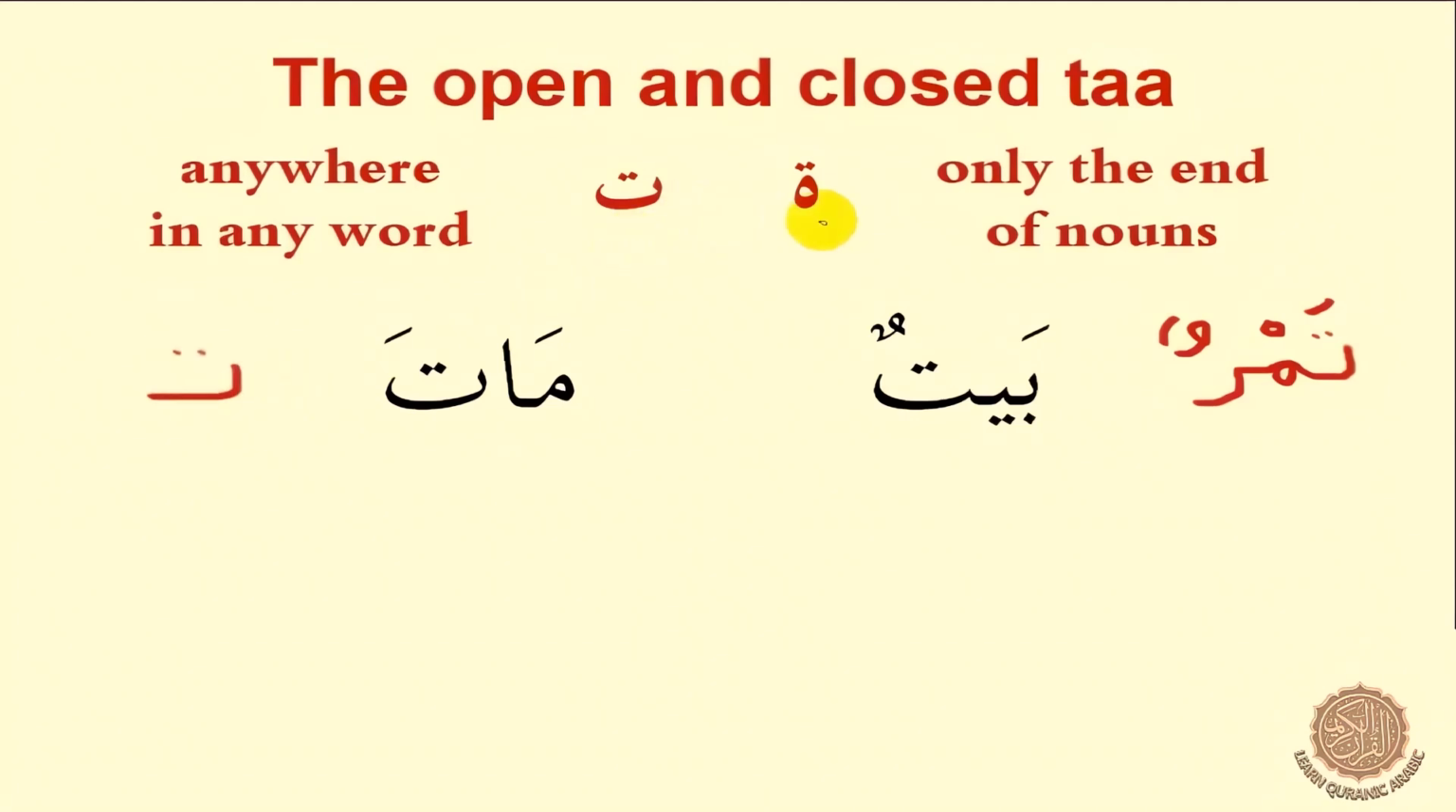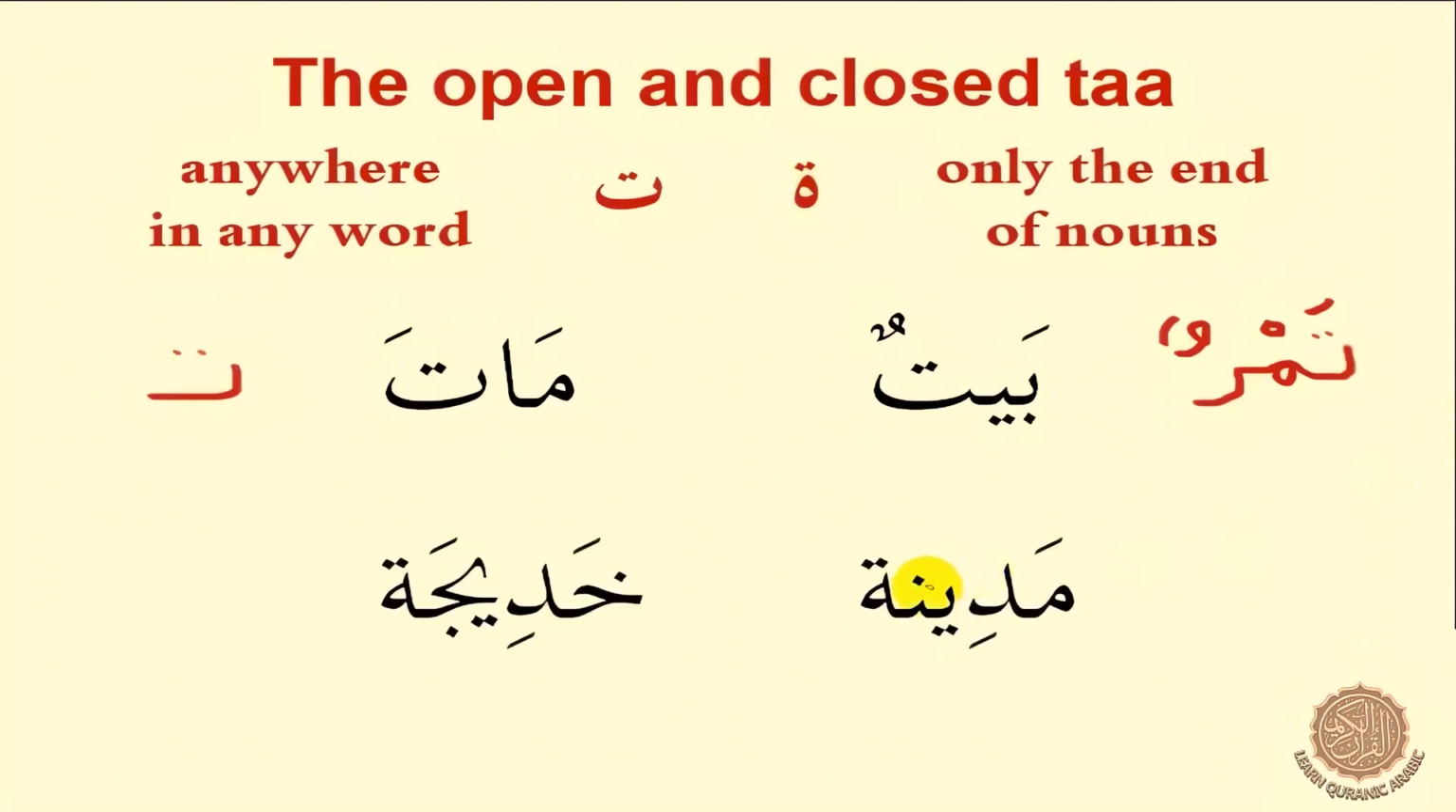Now with the ta marbuta, the closed tat, we have the following words. So you notice here the ta marbuta at the end of the word. And this is one thing about the ta marbuta. The way it's written is exactly the same as the ha. So if you remember, the ha can be written in two ways. At the end, if, for example, it doesn't join to the second last letter, it will be written on its own like this. Or if it's connected to the second last letter, it's written like this. Now the difference between the ha and the ta marbuta is just the two dots at the top.